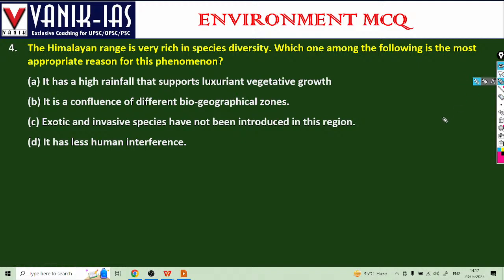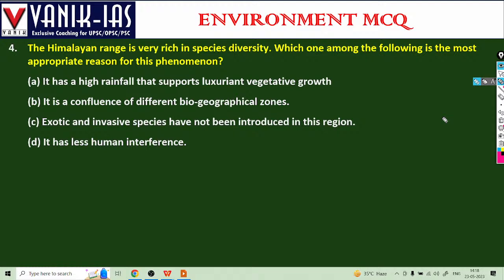Next. The Himalayan range is very rich in species diversity. Which one among the following is the most appropriate reason for this phenomenon? It has high rainfall that supports luxuriant vegetative growth. It is a confluence of different biogeographical zones. Exotic and invasive species have not been introduced in the region. It has less human interference. Why does the Himalayan range have very rich species diversity?